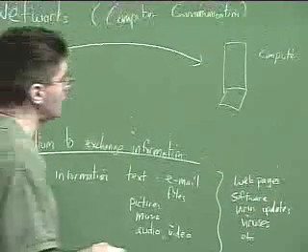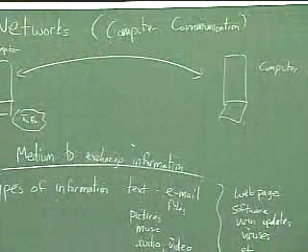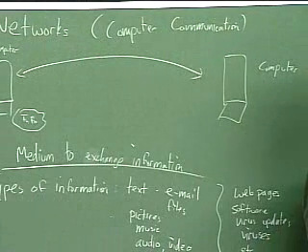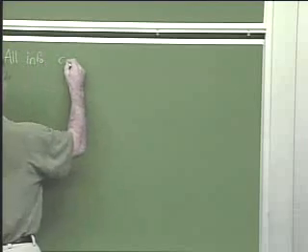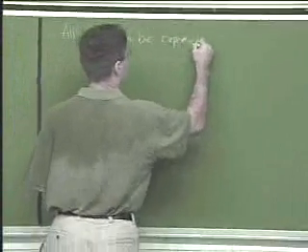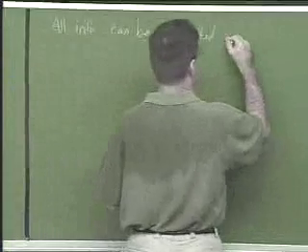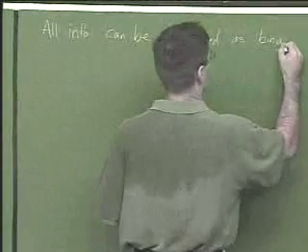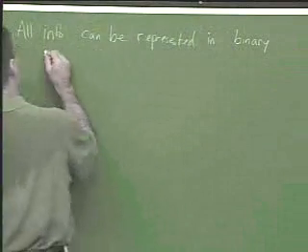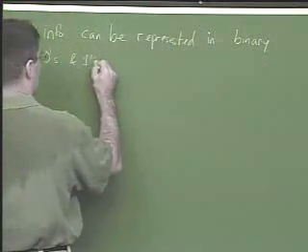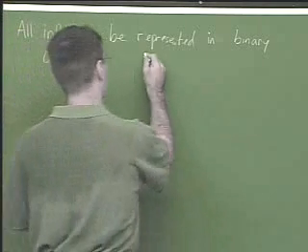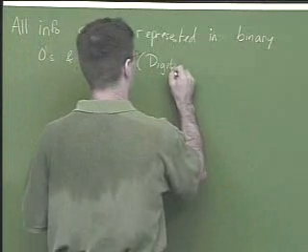Okay. Now, all information can be represented as binary strings. In binary, let's just say. Right? Zeros and ones. So it's in a digital computer communication network.